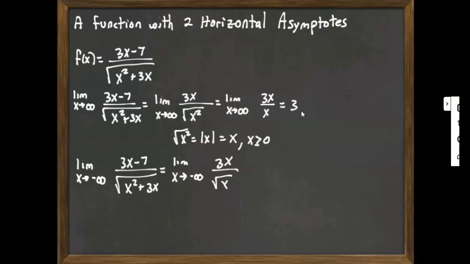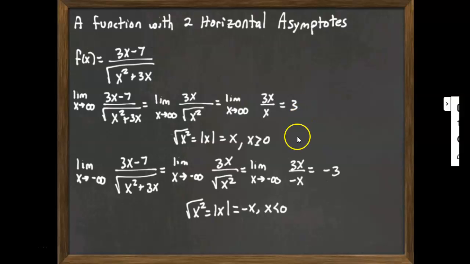So we reduce it like we did before, saying it really only matters what the dominant term in the top does and what the dominant term in the bottom does. So that's 3x over the square root of x squared. But remember, the square root of x squared is absolute value. When x is negative, absolute value can be replaced with negative x, when x is less than 0. So therefore we have the limit of 3x over negative x. We simplify, the x's cancel out, and we get negative 3. So this function has a horizontal asymptote at negative 3 and at 3.